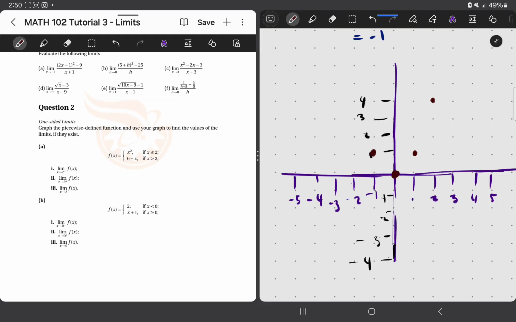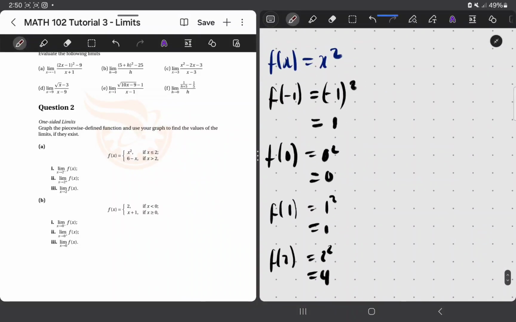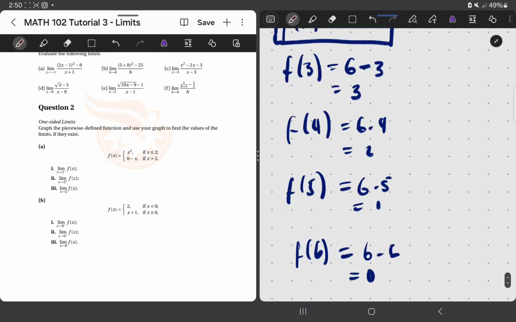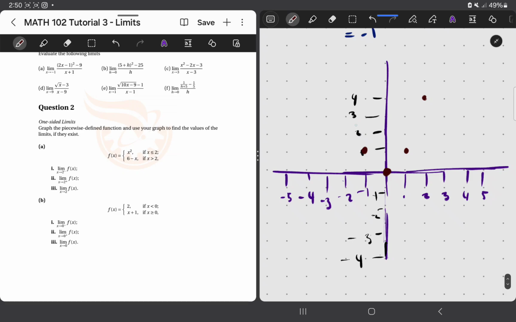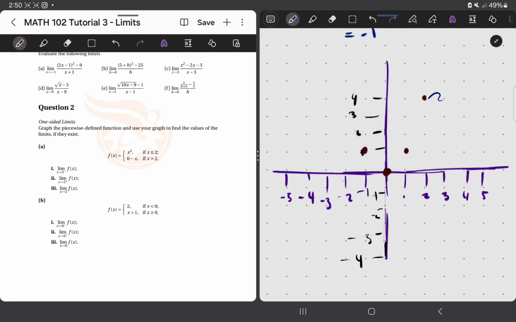Now it keeps going, but remember that x is less than or equal to 2, so it ends here. Then on this other side it keeps going, so we can just join it. It'll be like this. Then we know that minus 2 would also have given us 4, so like this. Okay, this is for the first one.